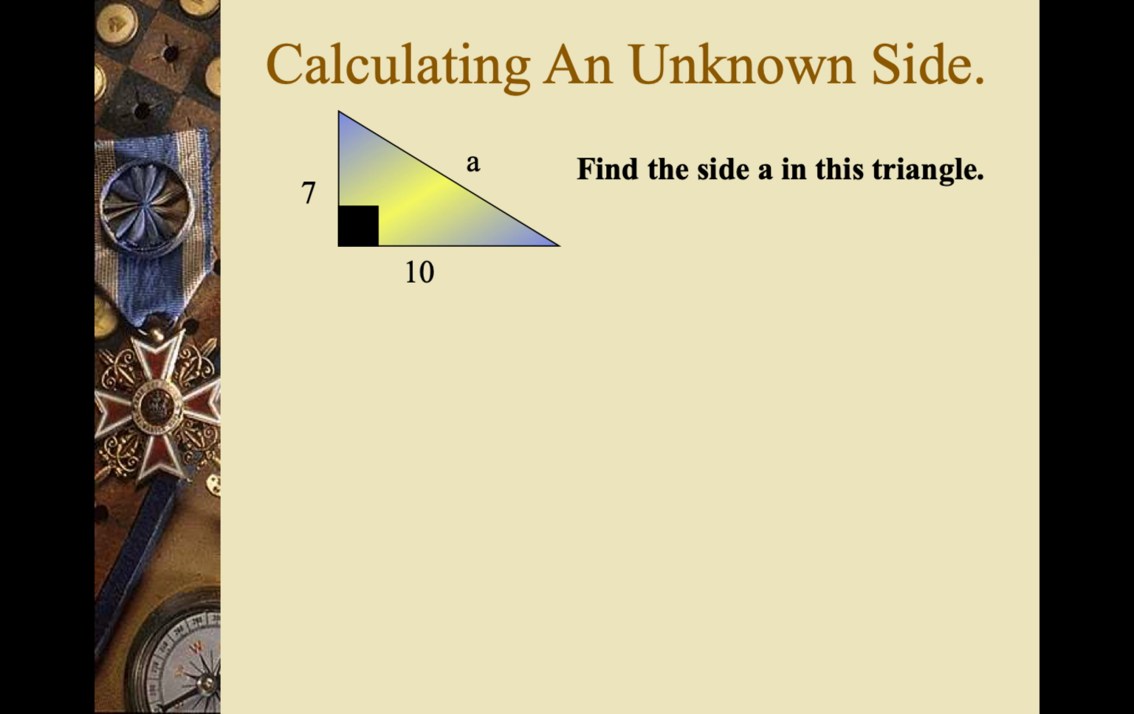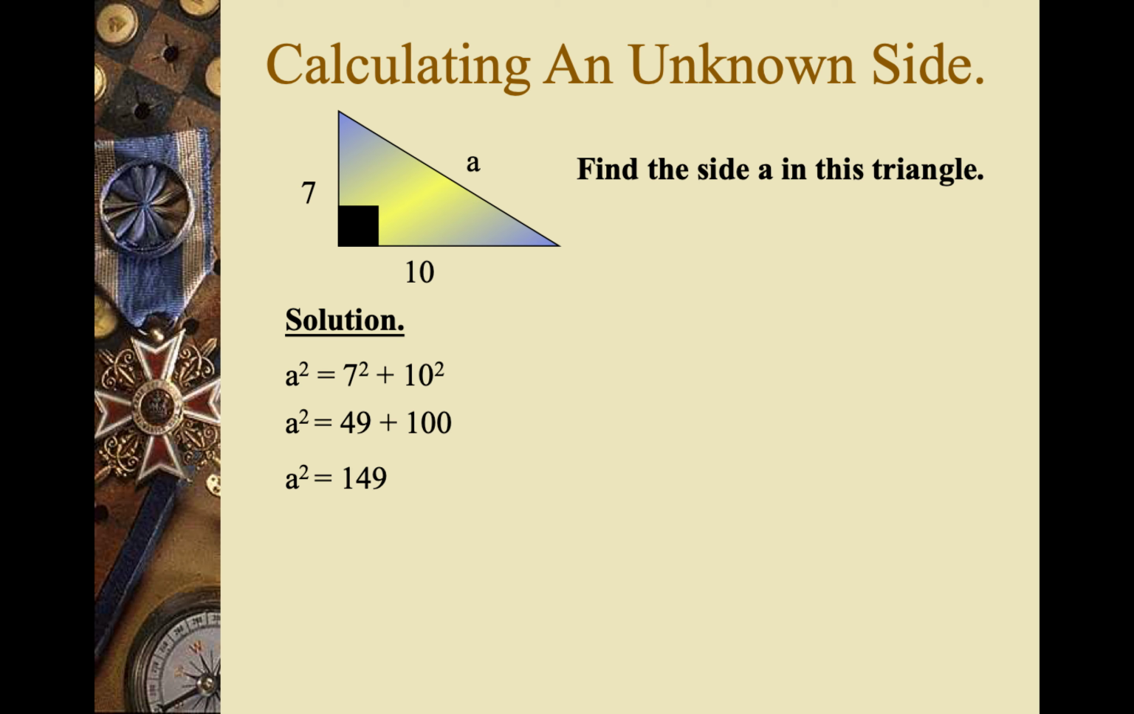Here we've got a right angle triangle. It's 7 units and 10 units on its shorter sides. We're trying to find the hypotenuse A. So if we construct Pythagoras' theorem, it tells us that a squared is going to be equal to 7 squared plus 10 squared. We can go ahead and work out 7 squared is 49, 10 squared is 100, and then we can add those two together and work out that a squared is 149.